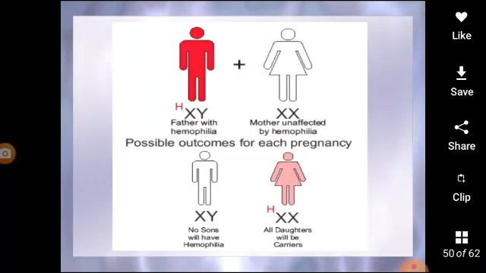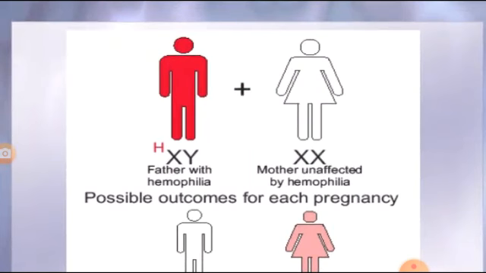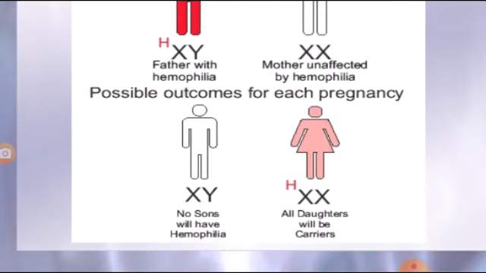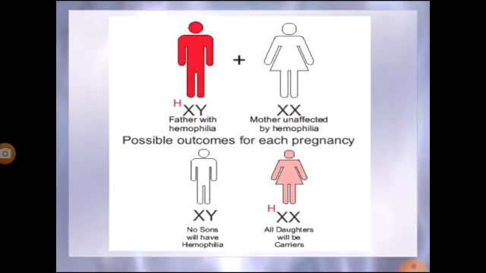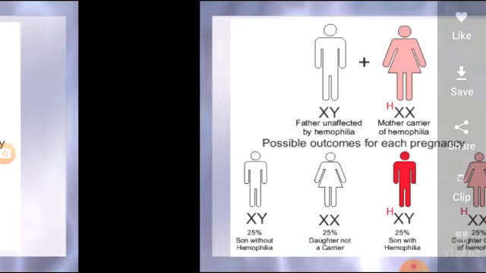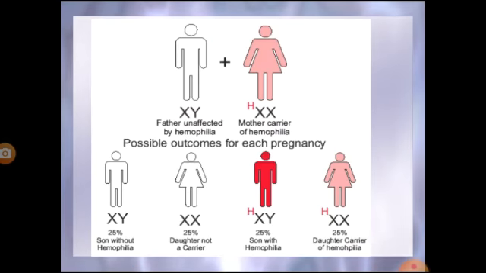If we look at case number 1, when a father is hemophilic and a mother is unaffected by hemophilia, the possible outcome for each pregnancy is that all the sons will not have any kind of hemophilia, but all the daughters will be carriers. Remember, in the first case, when a father is hemophilic and married to a normal woman, none of the sons will suffer from the disease, but the girl children will act as carriers.